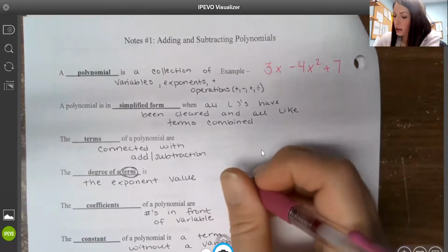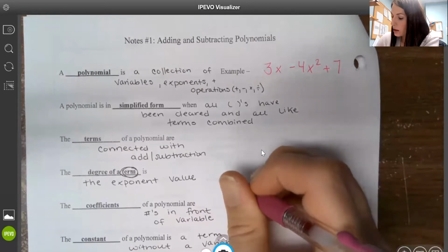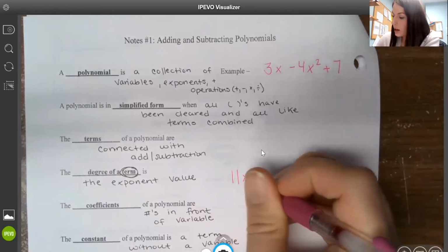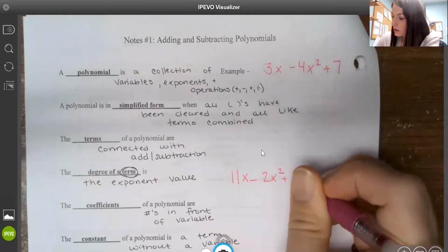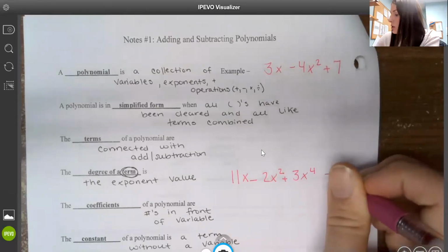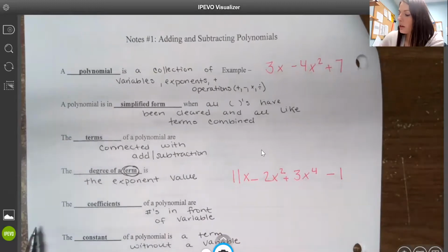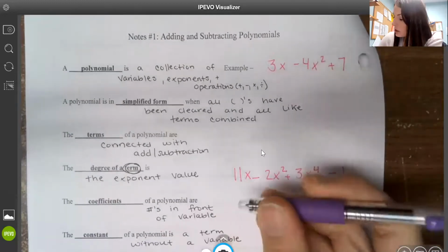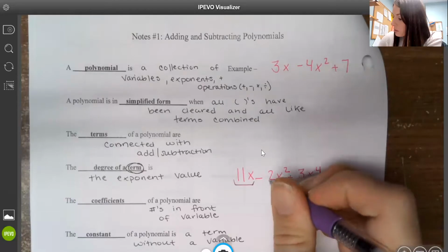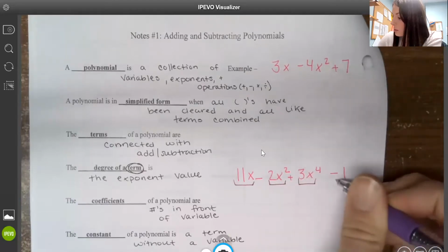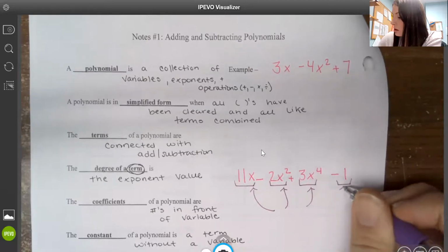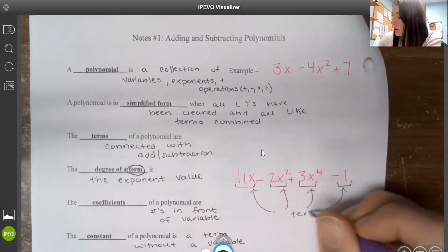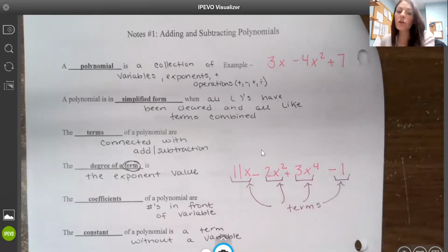So I'm going to give actually a separate example. 11x minus 2x squared plus 3x to the fourth, subtract 1. So when I look at this polynomial, each individual term, okay, these would each be a term in the polynomial. Those are terms, and they're connected by addition and subtraction.